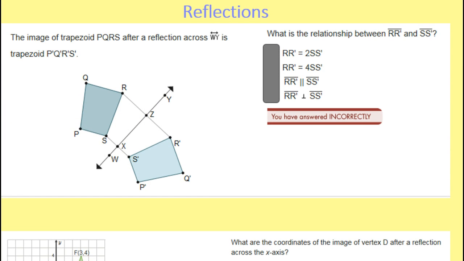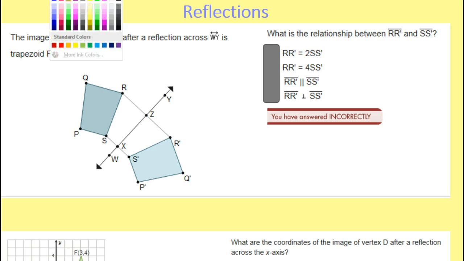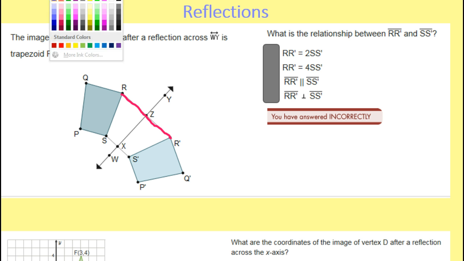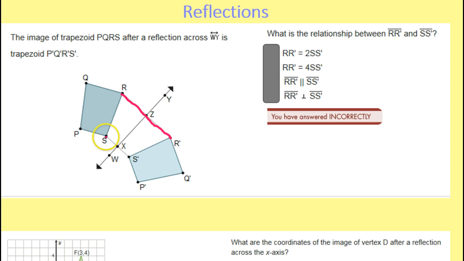Okay, still talking about reflections. Well, what do we have? The image of trapezoid PQRS after a reflection over the line y equals x is trapezoid P prime, Q prime, R prime, S prime. So, as you can see here. What is the relationship between segment R prime, S prime? Okay, let's see. This is segment R prime, and S prime.